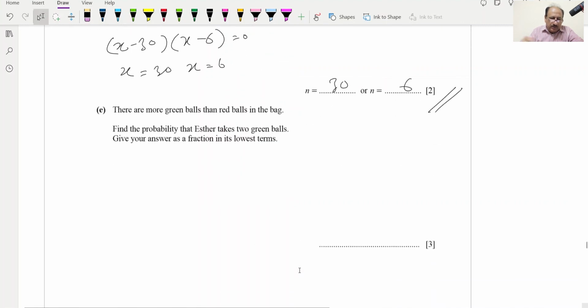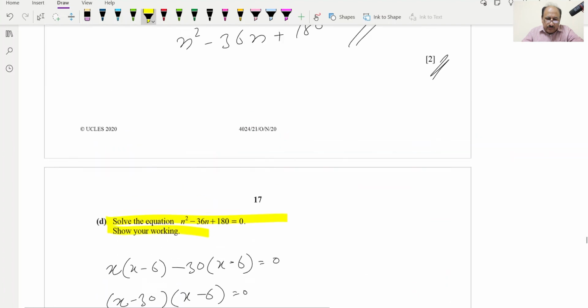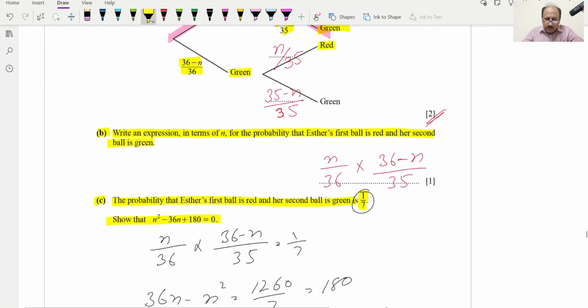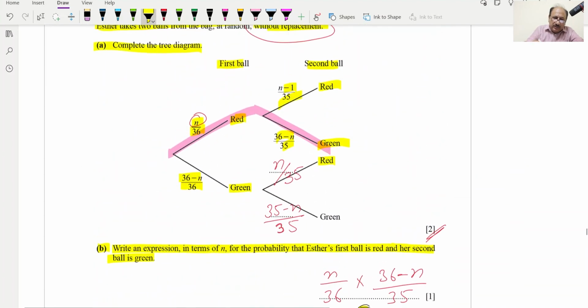Now part E says there are more green balls than red balls in the bag. So find the probability that Esther takes 2 green balls and give your answer as a fraction in its lowest form. So 2 green balls will be what? 2 green balls, green and green. So that option will be this green and this green.